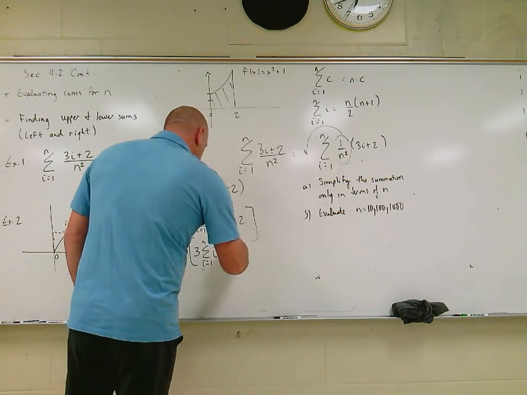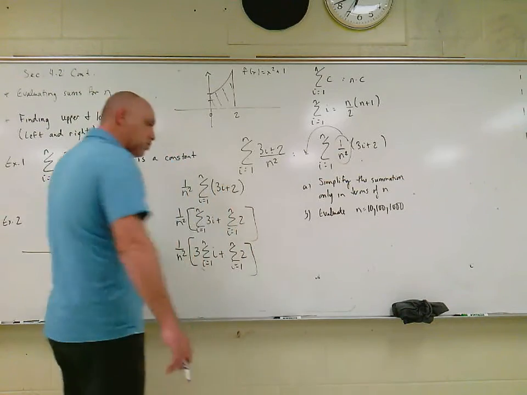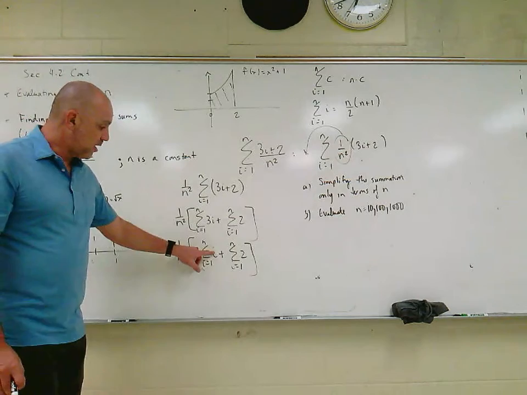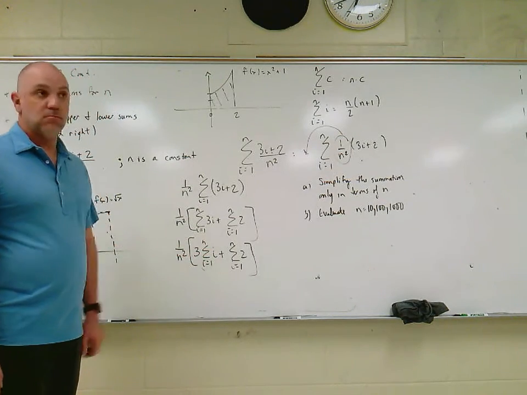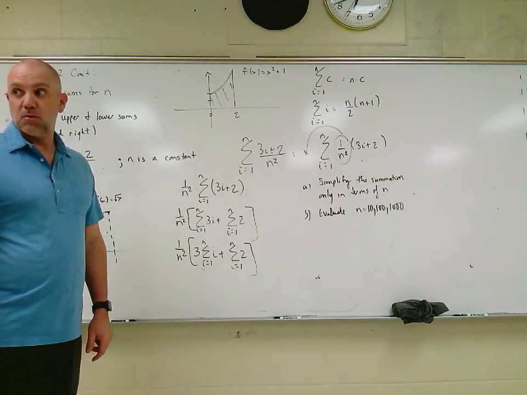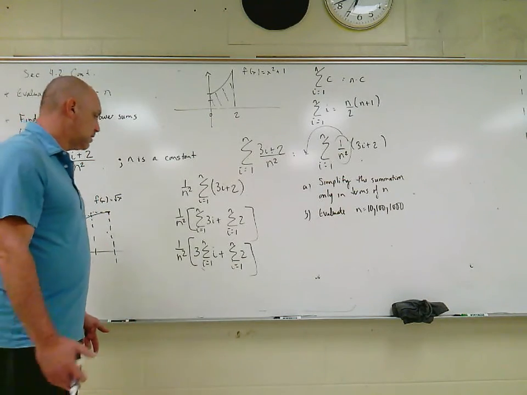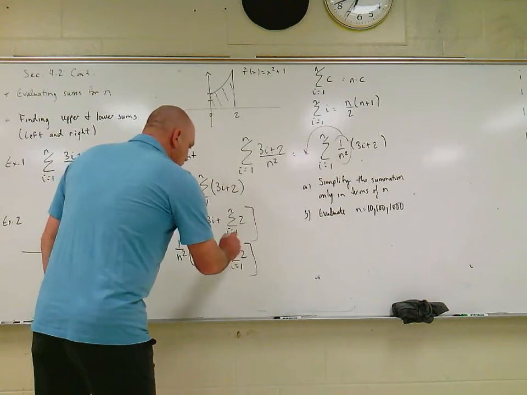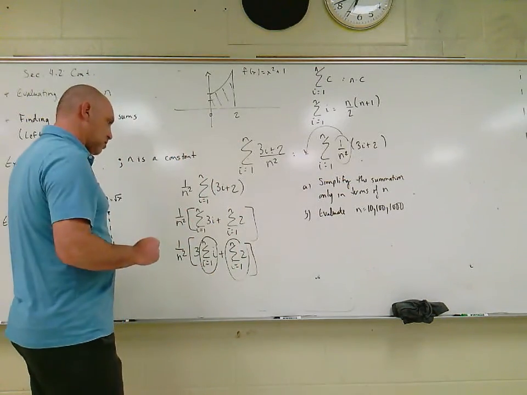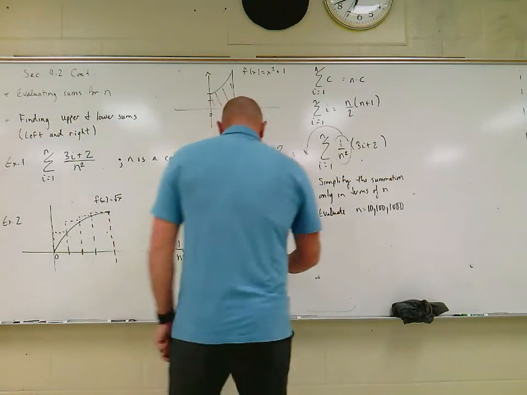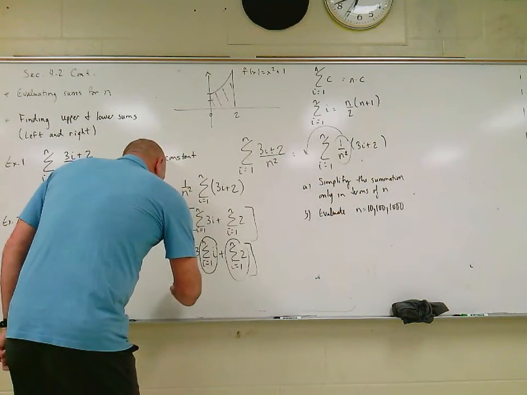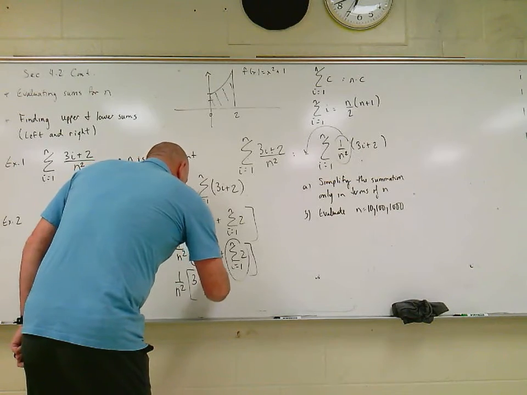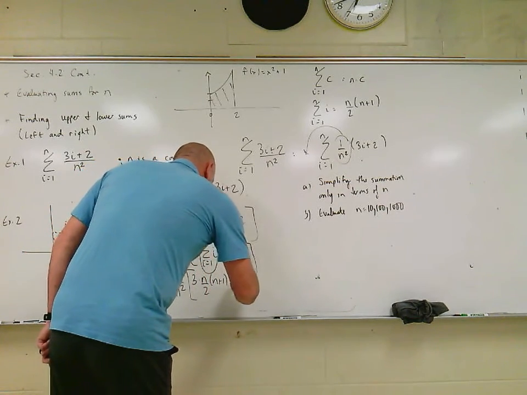And now you just make your substitutions. Once you get to this point, you're just following what the rule says. What's the sum of i as i goes from 1 to n? n times n plus 1 over 2. You replace it with n's. This here I can sub in, and this one I can sub in because I have the sum of a constant. So we get 1 over n squared, bracket, 3 times n over 2 times n plus 1, plus 2n.